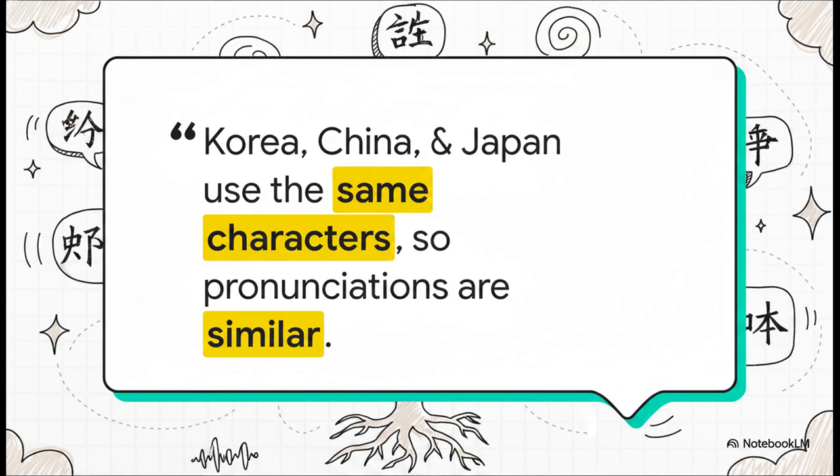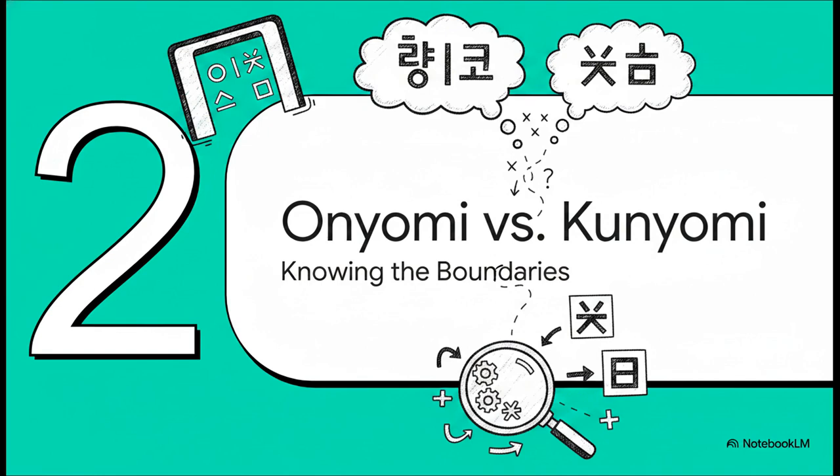Think of ancient Chinese characters as this massive root system of a tree. As the language spread to Korea, where they call them Hanja, and over to Japan, where they're known as Kanji, the pronunciations branched out. But, and this is absolutely crucial, they kept these striking, highly predictable similarities based on those original sounds. Moving on to Part 2, onyomi versus kunyomi, and knowing the boundaries.